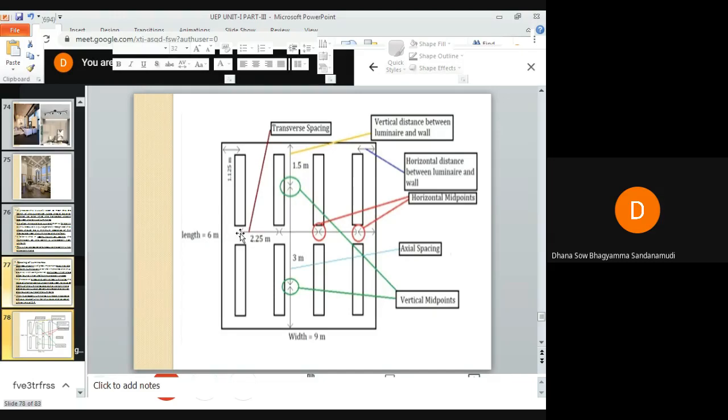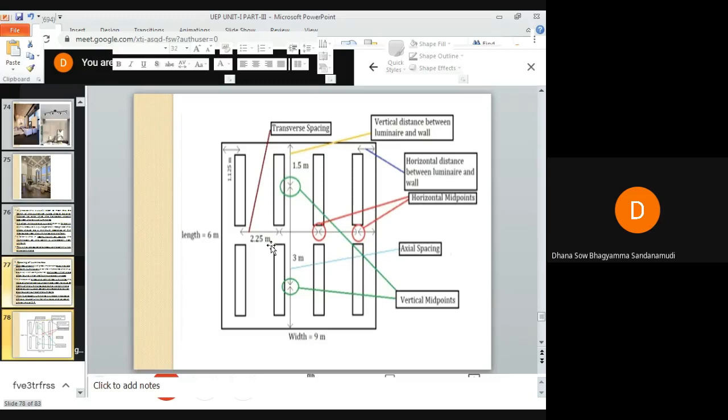The distance between lamp to lamp is known as transverse spacing. Here we will consider the center of the lamp. You see the arrow mark is not ending at the start of the lamp, it is ending at the center of the lamp. Similarly, from this center of the lamp to this center of the lamp, this distance is known as horizontal midpoints or transverse spacing. It should be around 2.25 meters. So from this midpoint to this midpoint, it should be 2.25 meters.